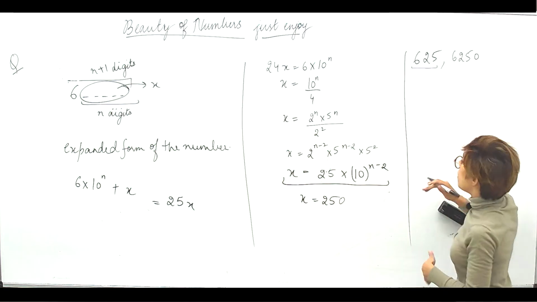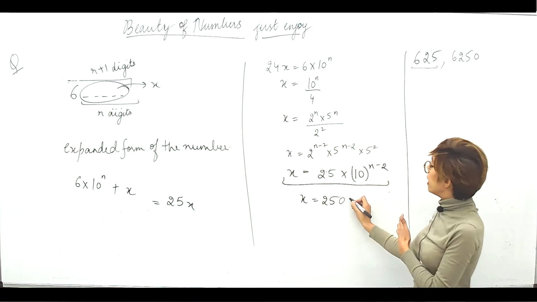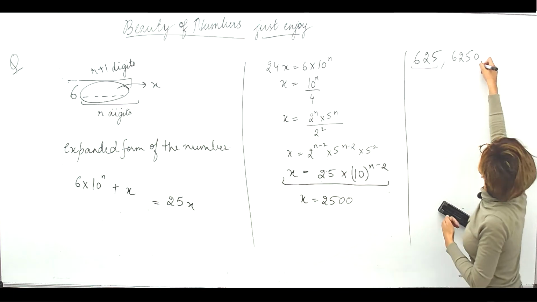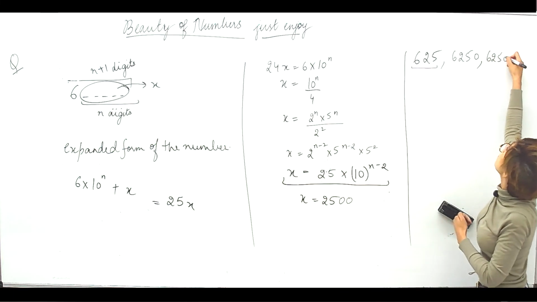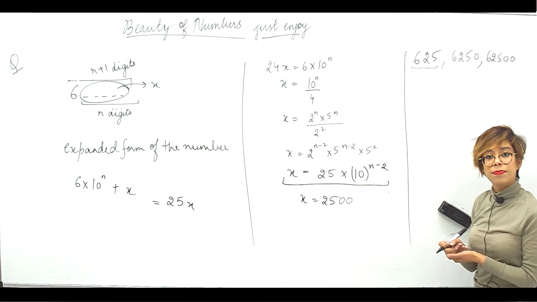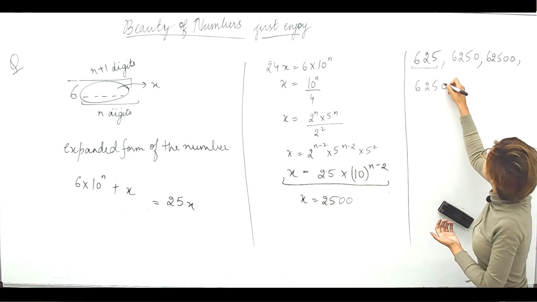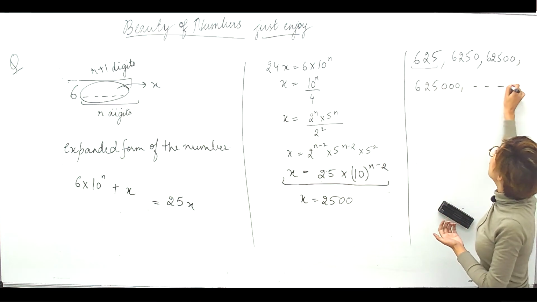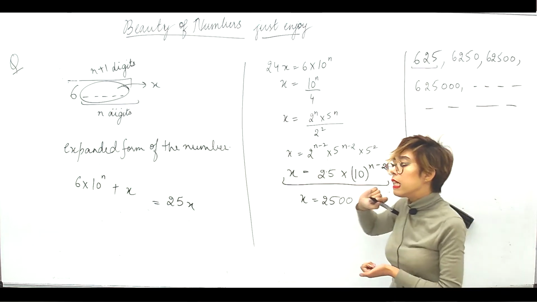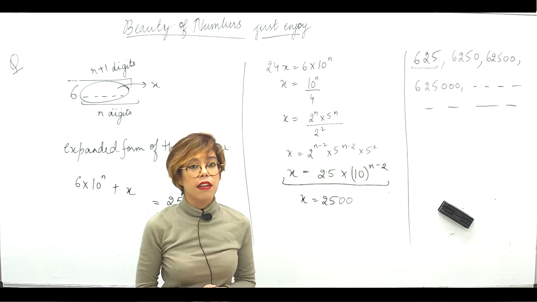Okay. Now let me put one more 0 here. So that means my number is 62500. Right? Again, next will be 625000. And so on. Obviously, there will be infinity of this number. There will be infinite numbers like this.